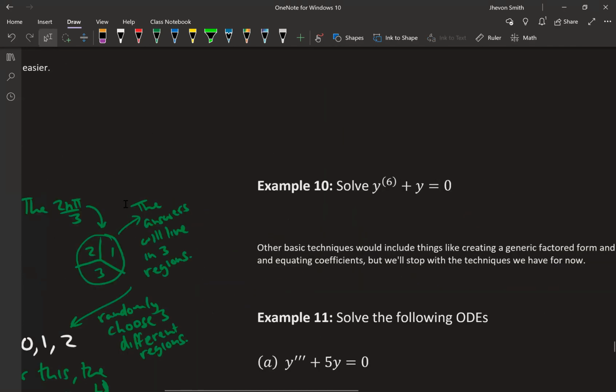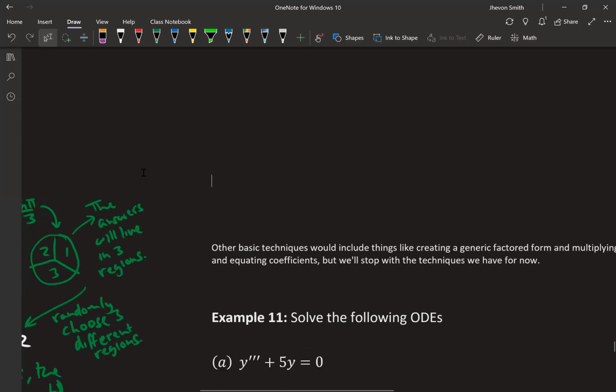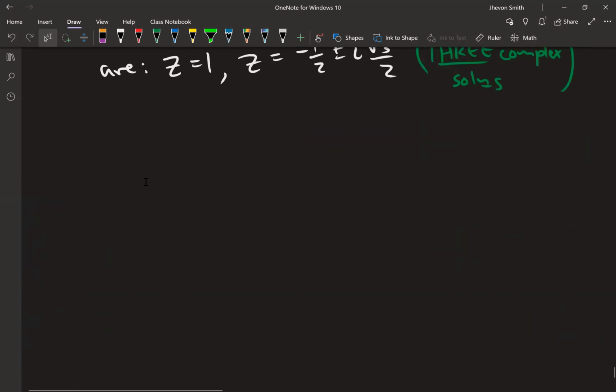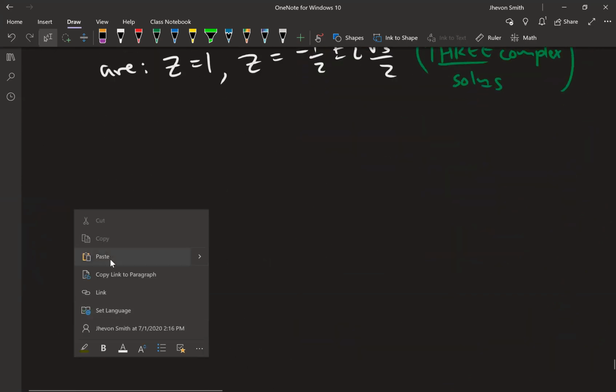Let's do some more examples. All right, here's a 6th order differential equation. Now, there are other ways to do this. Maybe I should do something else.